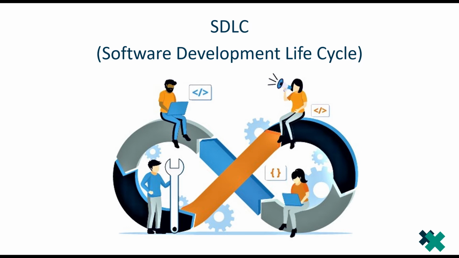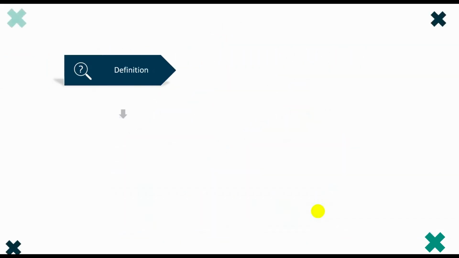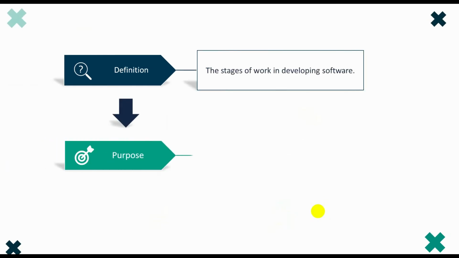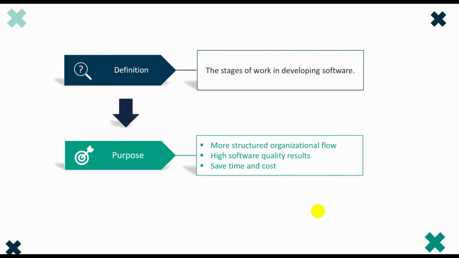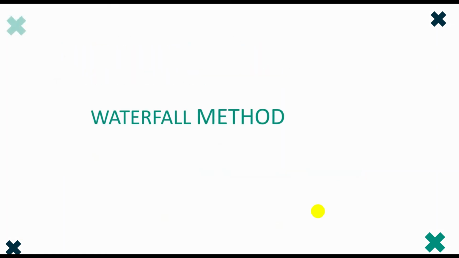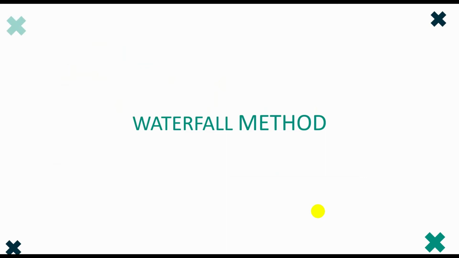Systems built using SDLC will make it easier to identify problems and design systems as needed to solve problems. In short, SDLC is the stage of work in developing software. The purpose of the SDLC is a more structured organizational flow, high software quality results, and saving time and cost. There are many models in the SDLC, one of which is the waterfall model.